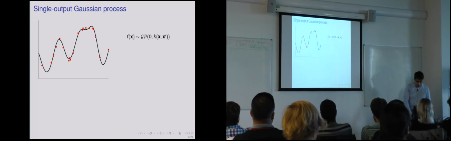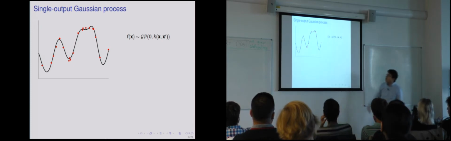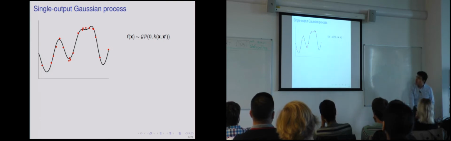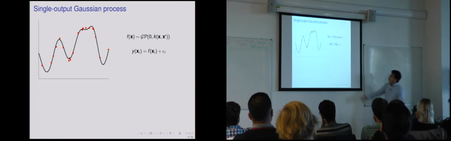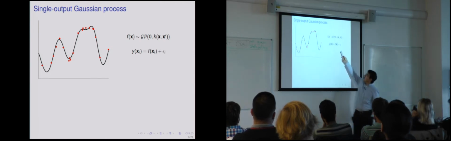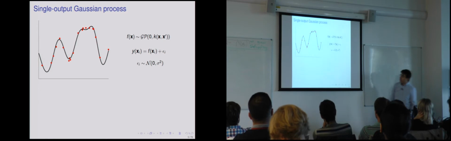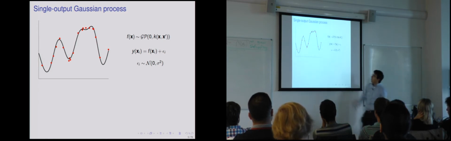Sometimes we don't have access to the samples directly. What we do, for example, in regression is assume that the observations are connected to this underlying process through an observation model. So we say that what we observe is really this underlying process plus some noise, which in the typical regression case is Gaussian noise with a variance sigma squared, let's say.